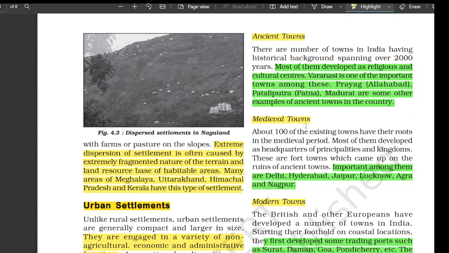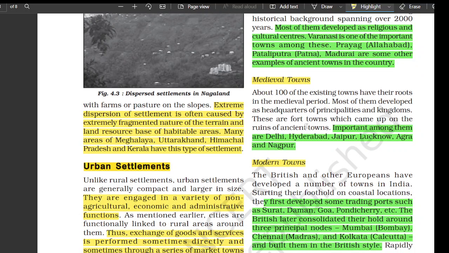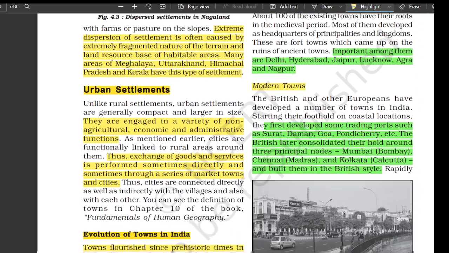Medieval towns. About 100 of the existing towns have their roots in the medieval period. Most of them developed as headquarters of principalities and kingdoms. These are fort towns which came up on the ruins of ancient towns. Important among them are Delhi, Hyderabad, Jaipur, Lucknow, Agra, and Nagpur.